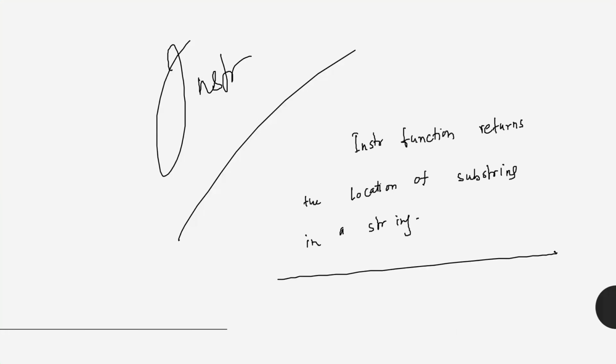The INSTR function is used to return the location of a substring in a string. For example, if I want to check for the countries which have N in their name, in that case, this function would be useful for me. We'll be using this function to check whether a particular substring exists inside the input string or not. The syntax goes like this.